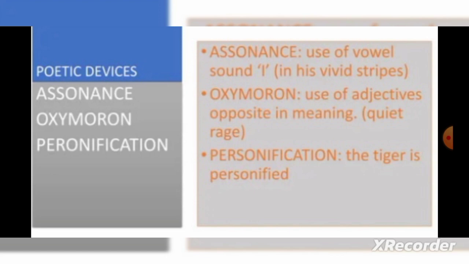And next is oxymoron. So here it is the use of adjectives opposite in meaning. Where we find oxymoron is "quite, rage". On one side we are saying quite and on the other side we are saying rage. So both are self-contradictory. So quite, rage. Next, personification. Yes, the poet has used personification here, as the tiger is personified by using "he".